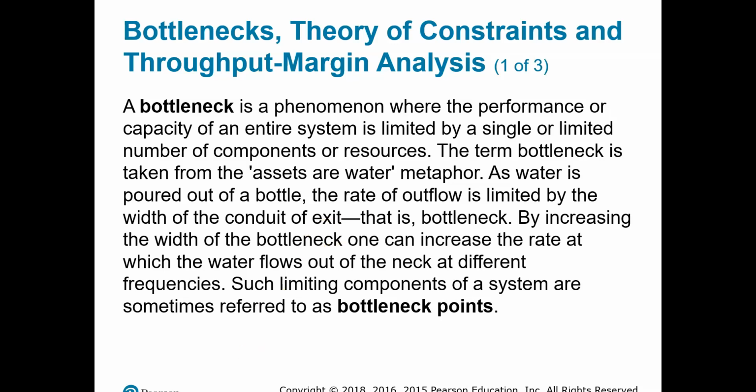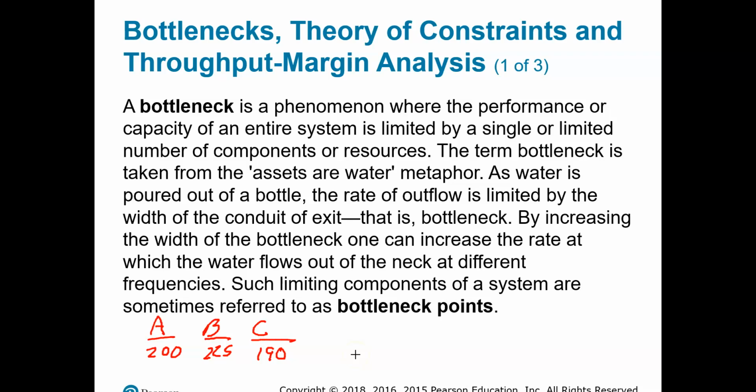If I have, let's say, Department A, Department B, and Department C. Department A can put out 200 units per shift. Department B can put out 225 units per shift. And Department C can put out, let's say, 190 units per shift. What would I consider my bottleneck operation at this point?